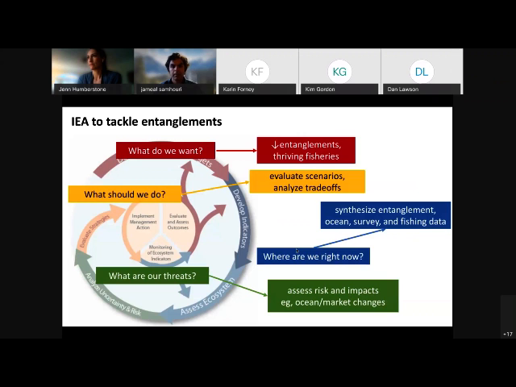And then what I'll spend much of my time on today is trying to figure out this last step in an IEA framework, which is what should we do? And I'll do that by evaluating alternative management scenarios that are hypothetical and using them to analyze the trade-offs in terms of benefits to whales and risks, cost to the fishery.